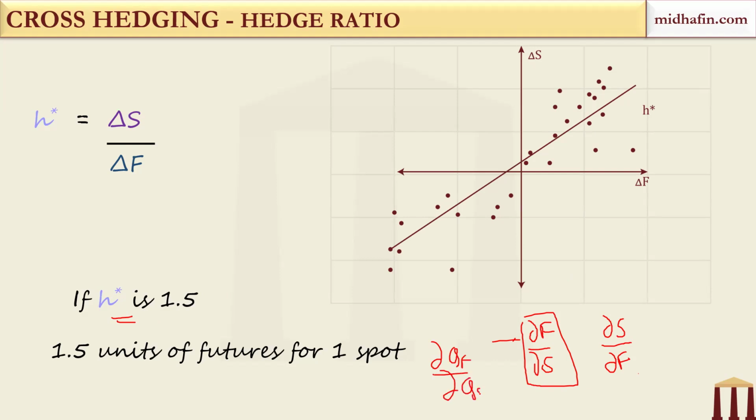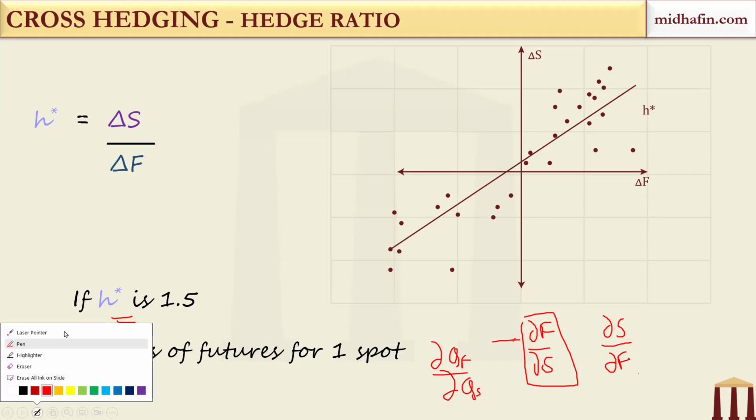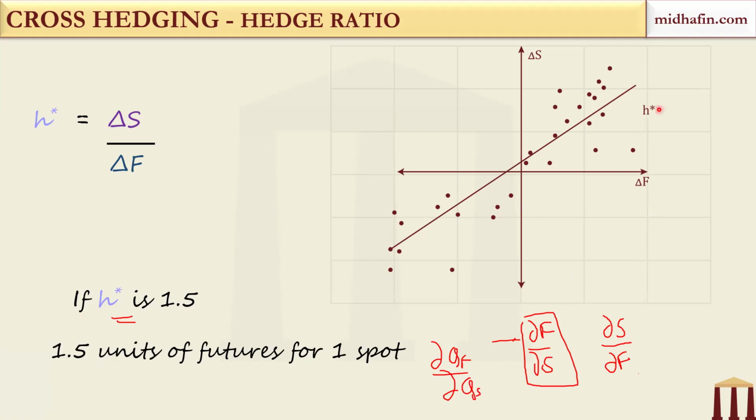So we plot the prices to get the quantities required. We plot the prices to get the value of H star first. And then if we want to interpret H star in terms of quantity, we interpret it like this. Then you can say del QF by del QS.